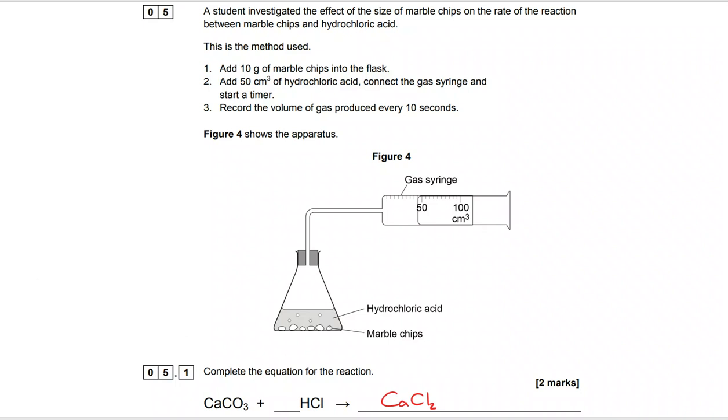You then need to remember that a metal carbonate and an acid makes a salt, and carbon dioxide and water. And all that's left to do then is balance. I've got 1 Cl, 2 Cls, so let's balance them. I've now got 2 H's, but I've actually just balanced the H's as well.